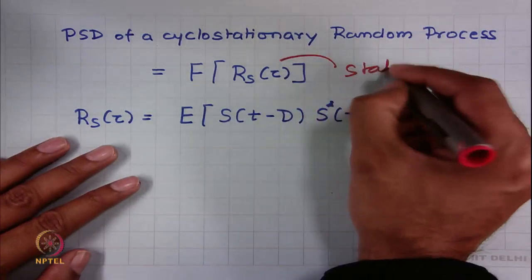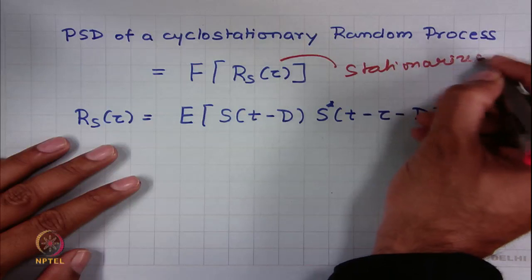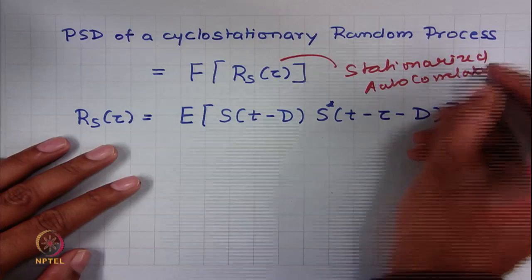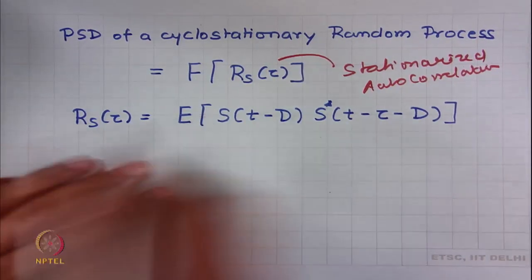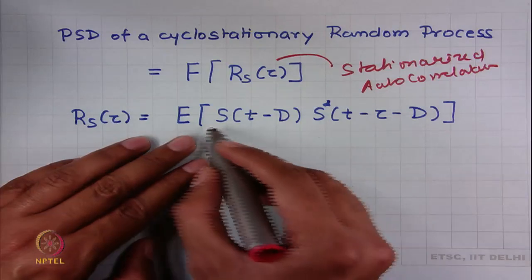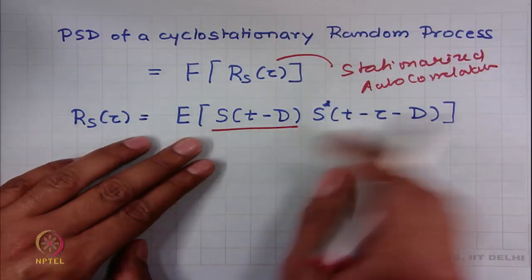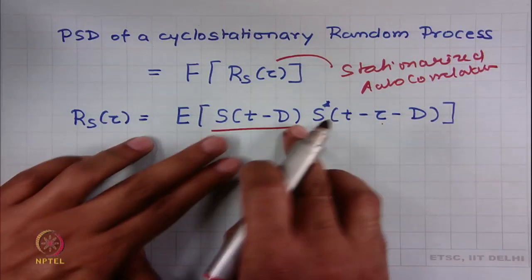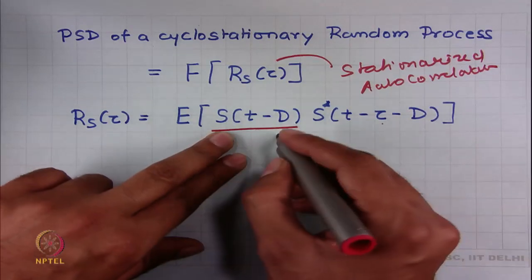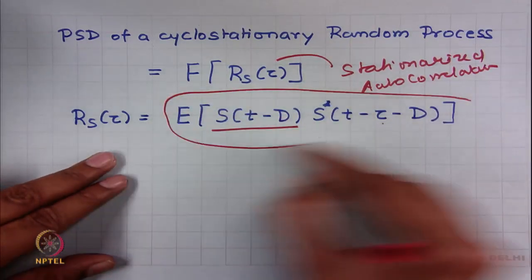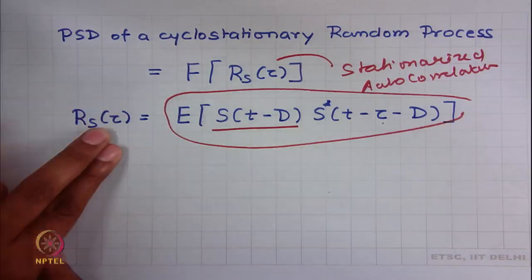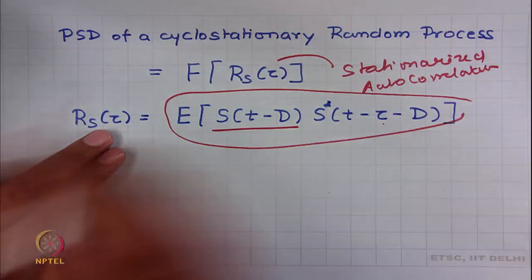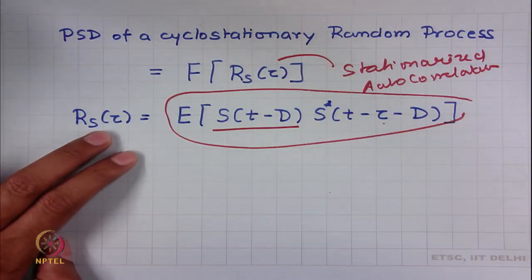This is a stationarized autocorrelation function, not a normal one, and it is found by taking the expected value of S(t - d) multiplied with the conjugate of S(t - τ - d). Now, because S(t - d) is a stationary process, when you investigate this autocorrelation function it would be a function of only one independent variable, and you can easily take its Fourier transform and find the power spectral density.